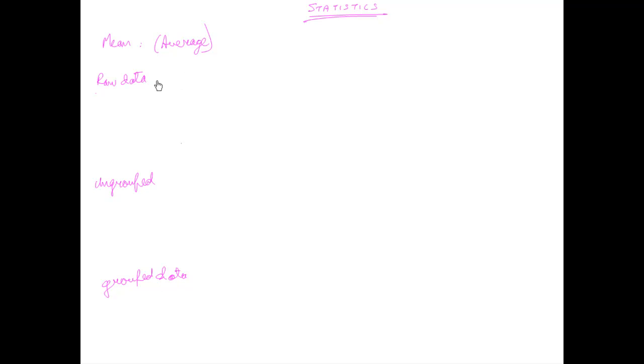Now children, for raw data, mean, average given by symbol x bar, is summation of x upon n. That means add all the terms upon number of terms. Ungrouped data, children, we have methods. Ungrouped also has frequency involved with it. So in case of ungrouped data, mean x bar is given by summation of fx upon summation of f. Well, this is the direct method.